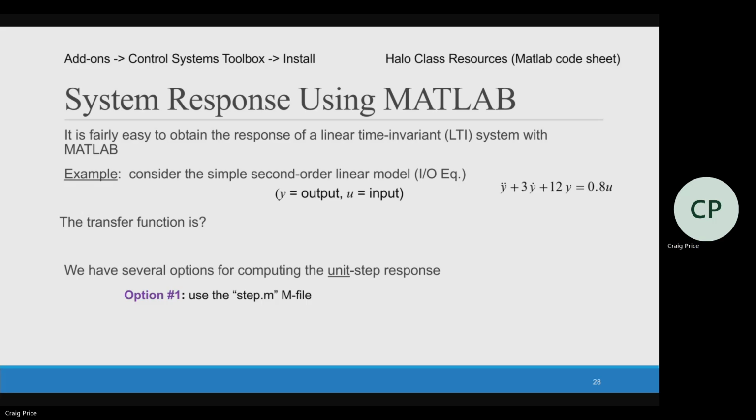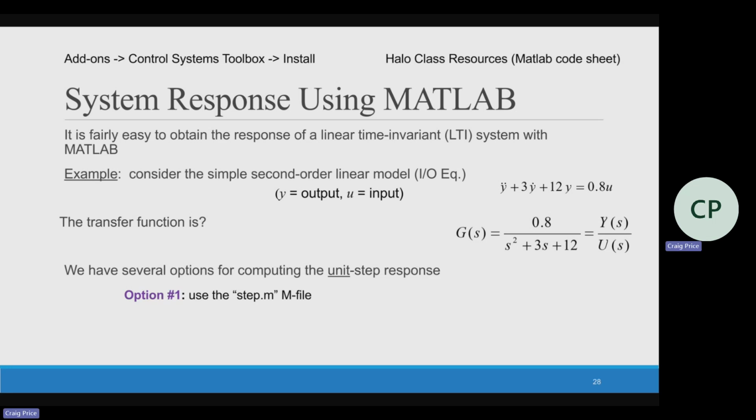All right. So in the MATLAB code sheet, if you have it pulled up, the first line, I don't remember it exactly, but I think it looks something like creating a transfer function. It's really easy to create a transfer function just within MATLAB. For example, if I had an input-output equation that looked like this, the transfer function is pretty easy. It's going to be 0.8 over s squared plus 3s plus 12.